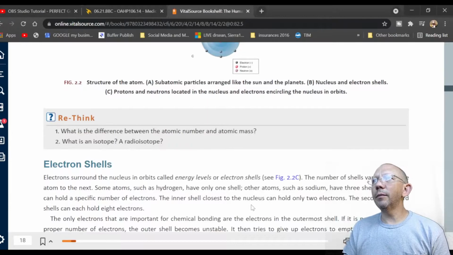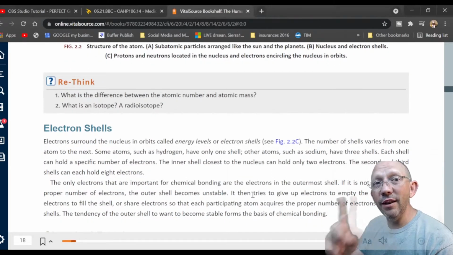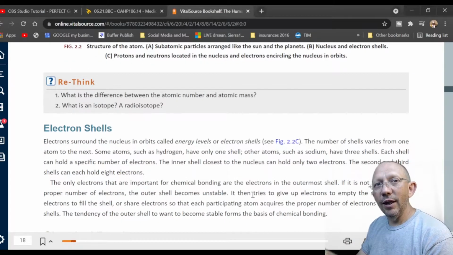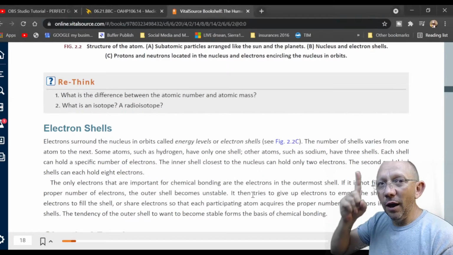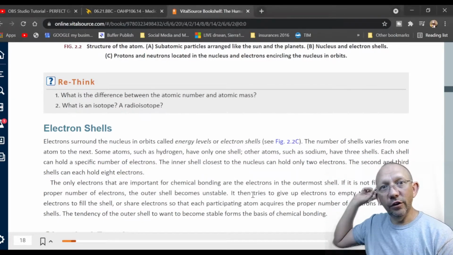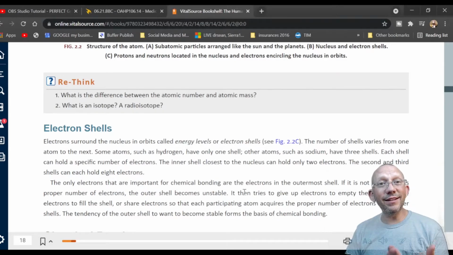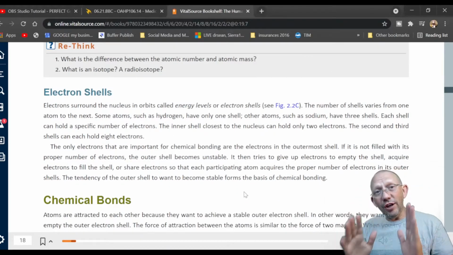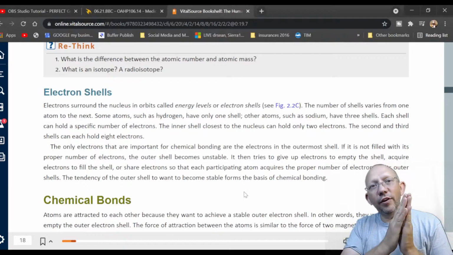What's the difference between the atomic number and atomic mass? We talked about that. Atomic number is the number of protons. That's it. The atomic mass is the number of protons plus the number of neutrons. There can be a lot of different numbers. Generally, when they're super stable, they're equal.